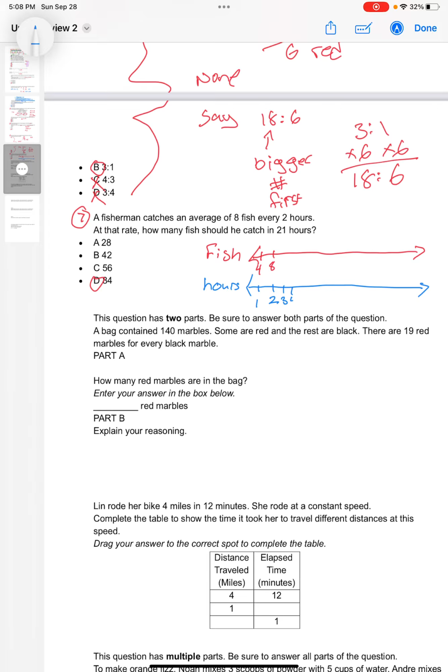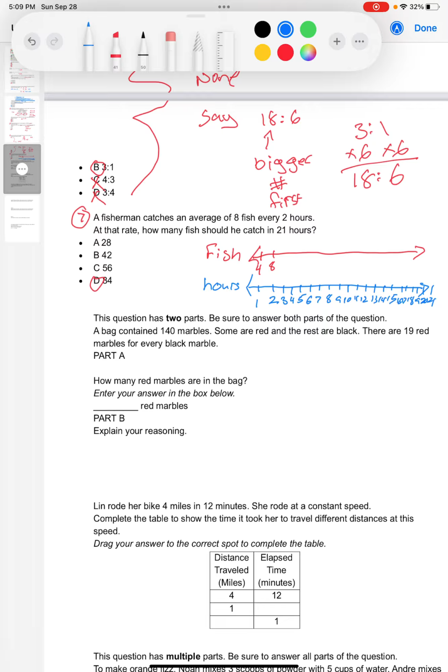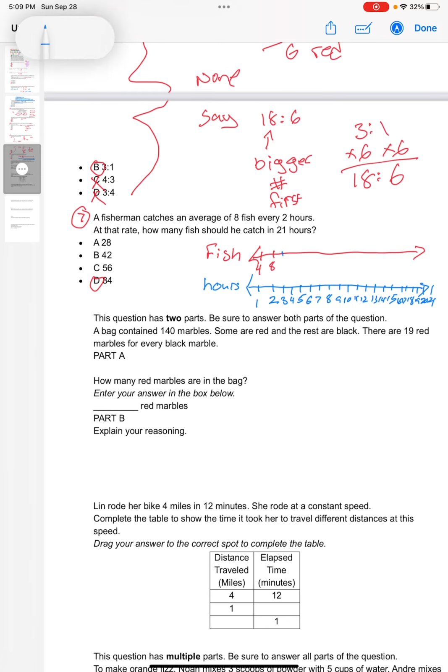So 3, 4, 5, 6, and so on up through 20 and 21. And so here we'd be going by 4s. So 12, 16, 20, 24. That's supposed to be red, sorry.